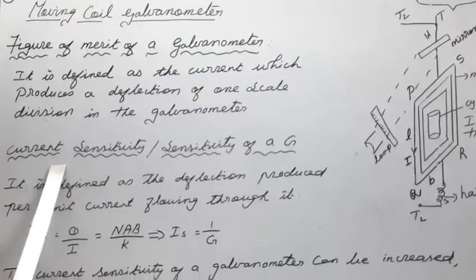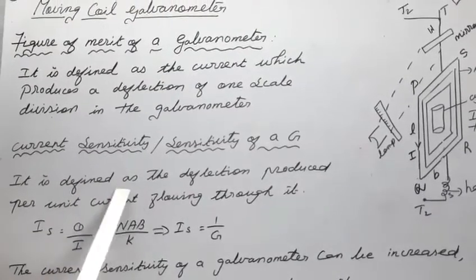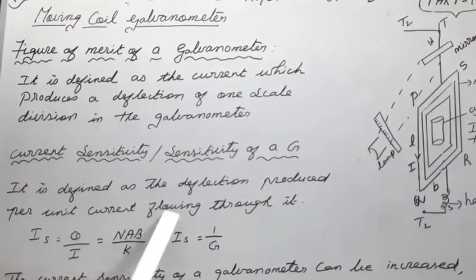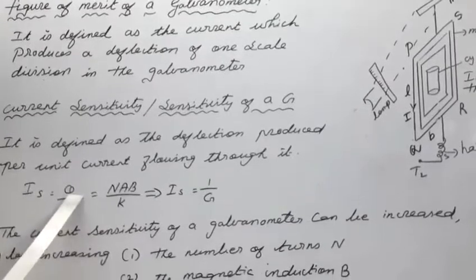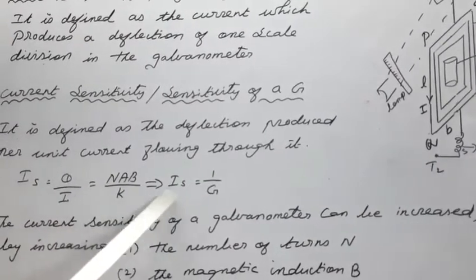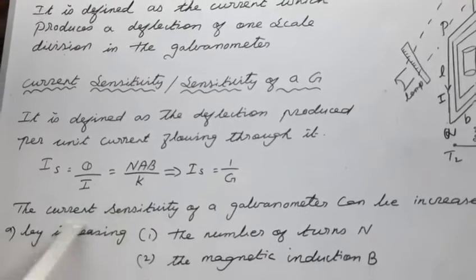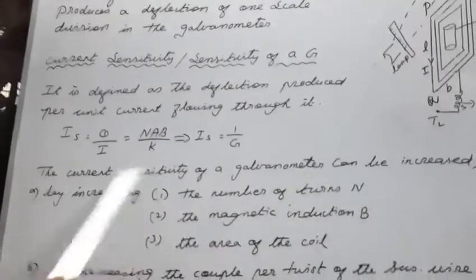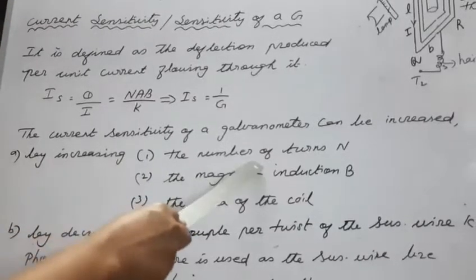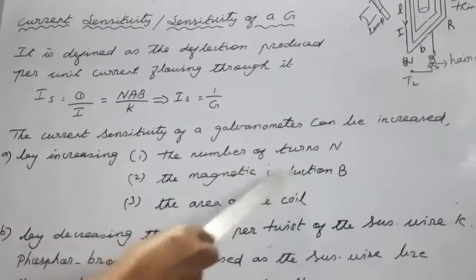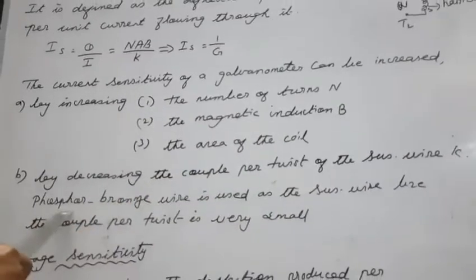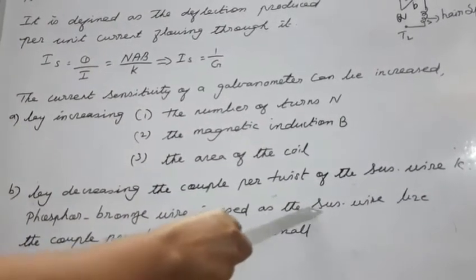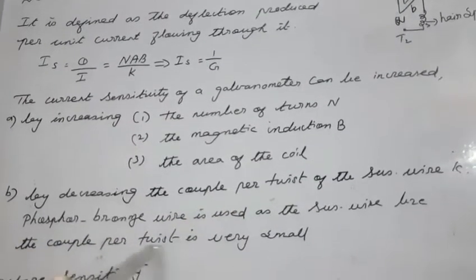And next, what is known as current sensitivity. It is defined as the deflection produced per unit current flowing through it. That is, Is is equal to theta by I, which is equal to NAB by K, which is equal to 1 by G. The current sensitivity of the galvanometer can be increased by increasing the number of turns N, by increasing the magnetic induction B, by increasing the area of the coil A, and by decreasing the couple per unit twist of the suspension wire K. Here, phosphor bronze wire is used as the suspension wire because the couple per unit twist is very small.